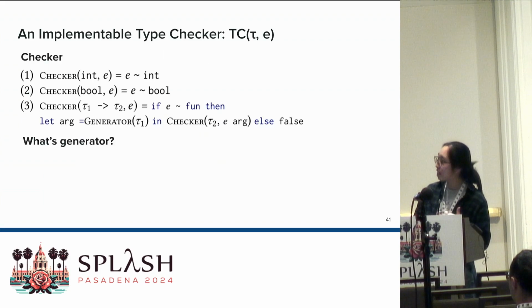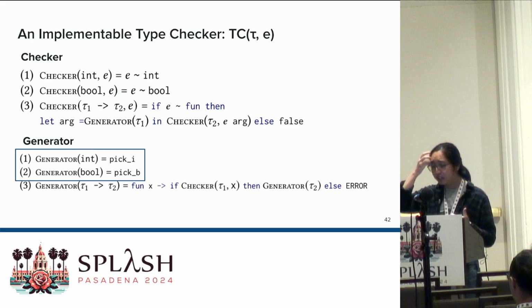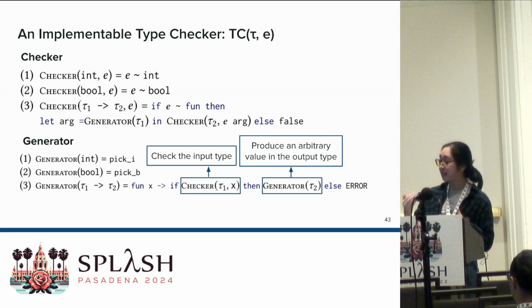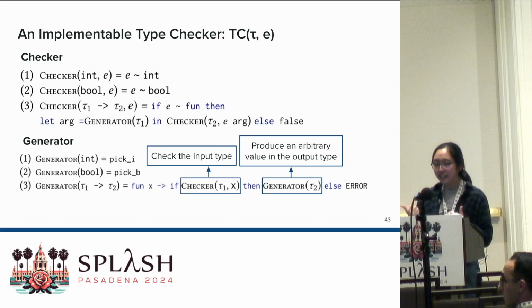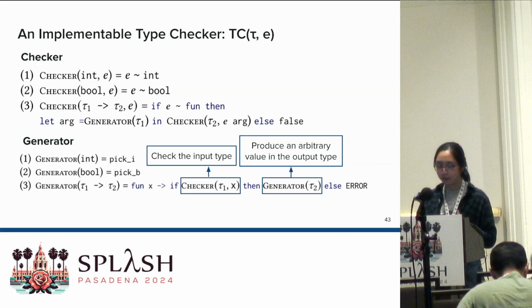So let's define generator. The generator's full definition is given below. Intuitively, the generators, when called, should give us an arbitrary value from the specified type. For integers and booleans, they're pretty intuitive. It's just their corresponding non-deterministic pick. The interesting clause is, again, for function types. There are two things happening in the generated function here. First, it will check whether the input is indeed in the specified input type. Then, after the check passes, you will produce an arbitrary value in the output type.